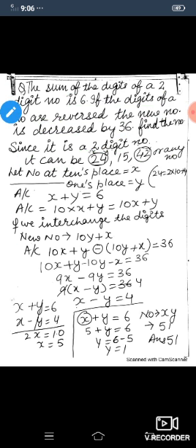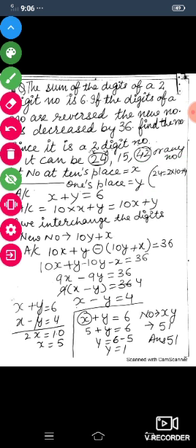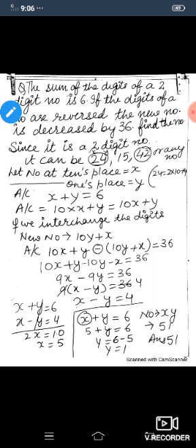Let us take 24. You will write it as 2 into 10 plus 4 into 1. Instead of 2, I have written x, and instead of 4, I have written y. It means let the number at tens place be x and the number at ones place be y. Now according to the question, the sum of the digits of a two-digit number is 6. It means x plus y is equal to 6. Now x is at tens place and y is at ones place, so the number becomes 10x plus y.